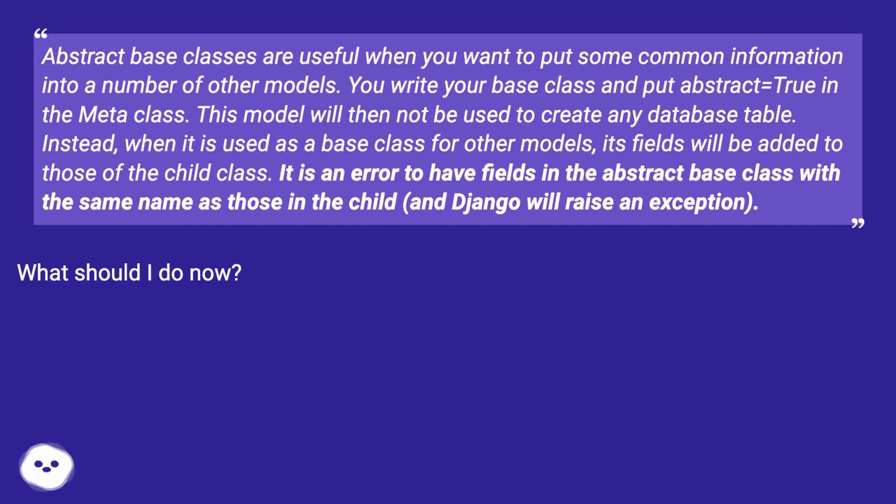Instead, when it is used as a base class for other models, its fields will be added to those of the child class. It is an error to have fields in the abstract base class with the same name as those in the child, and Django will raise an exception. What should I do now?